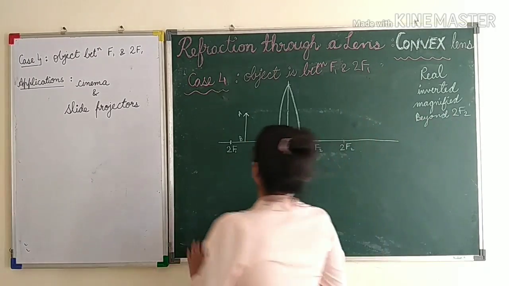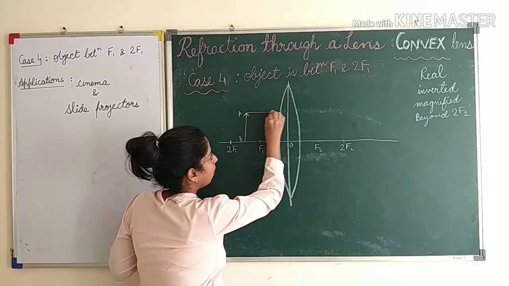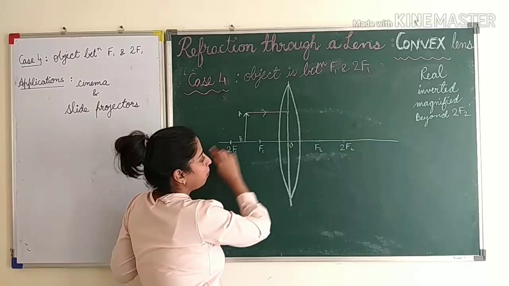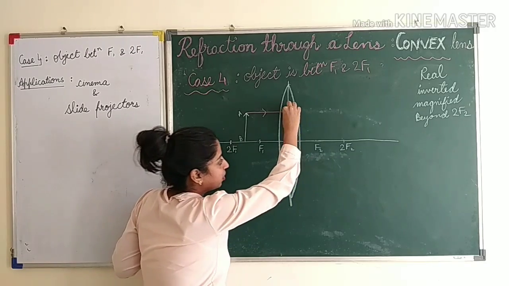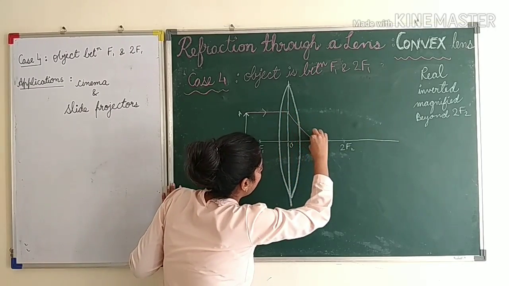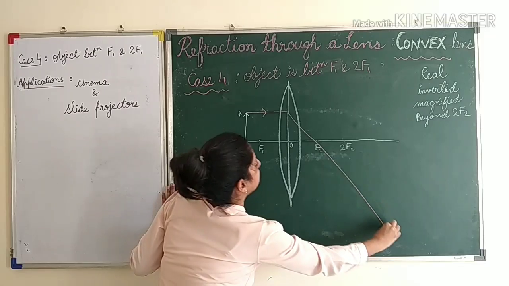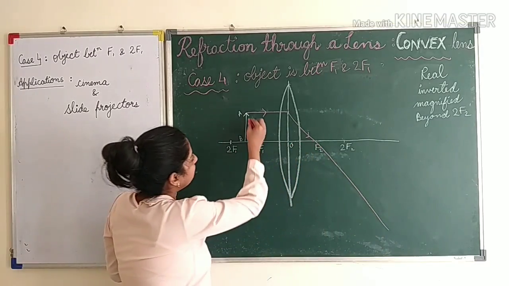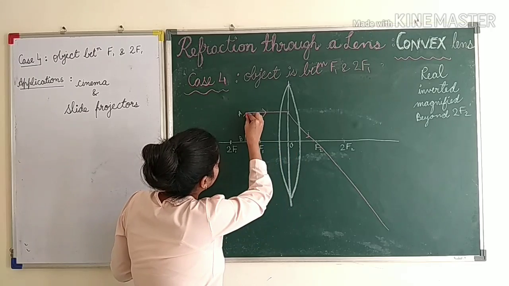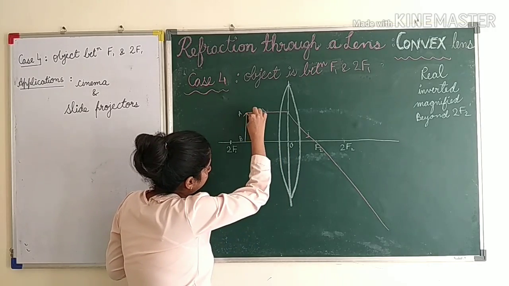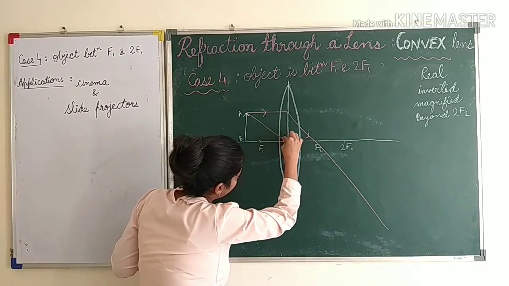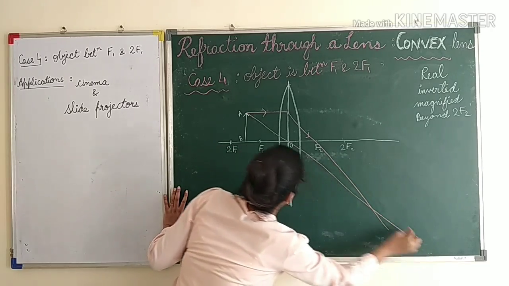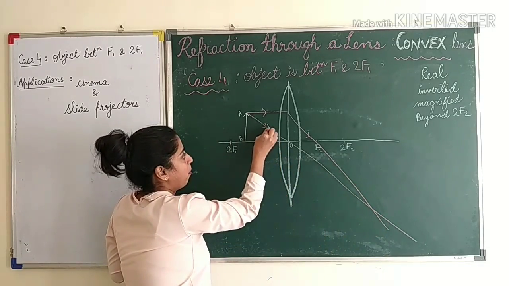Now let's start. Our first rule, start a ray from the object, make it parallel to the principal axis. After reflection, it should pass through focus. So here is our first ray. Our second ray will make it pass through optical center. So start from the tip, make a straight line and make it pass through optical center.